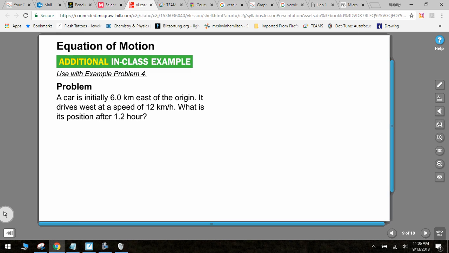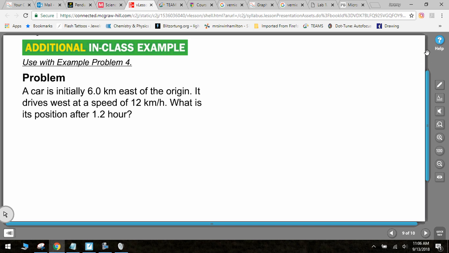All right. We got another class example. So this is going to look like example problem 4 in your textbook. Okay, it says a car is initially 6.0 kilometers east of the origin. It drives west at a speed of 12 kilometers per hour. What is its position after 1.2 hours? So again, we're going to use the guess method given. We had initially, that's going to be a hint right there. That's our initial position, is 6.0 kilometers east.